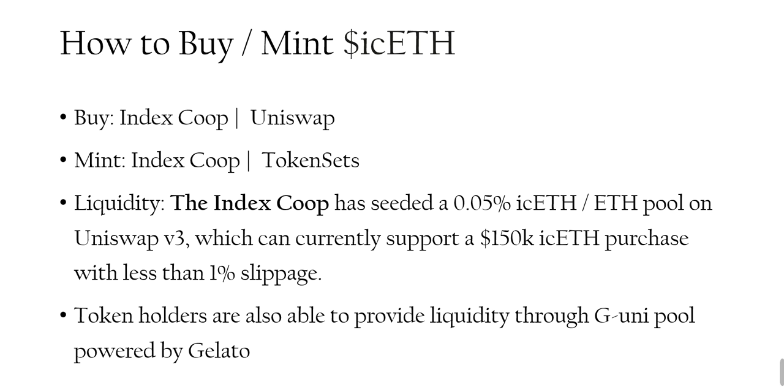But how to buy or mint icETH? You can buy or mint it on the Index Coop application, on Uniswap, and the third is Sorbet Finance. I will show you in the incoming steps. And you can provide liquidity through Index Coop and Uniswap and Sorbet Finance. Token holders are also able to provide liquidity through the G-Uni pool powered by Gelato, Sorbet Finance.